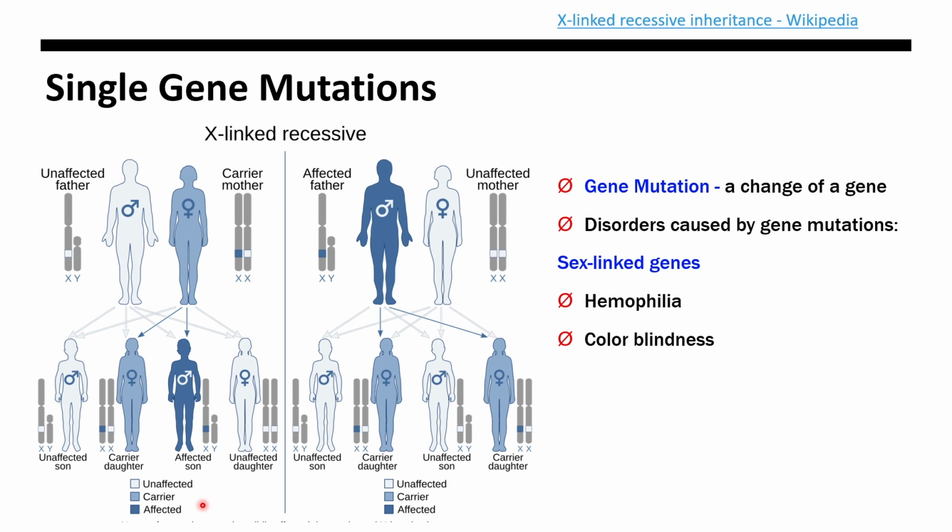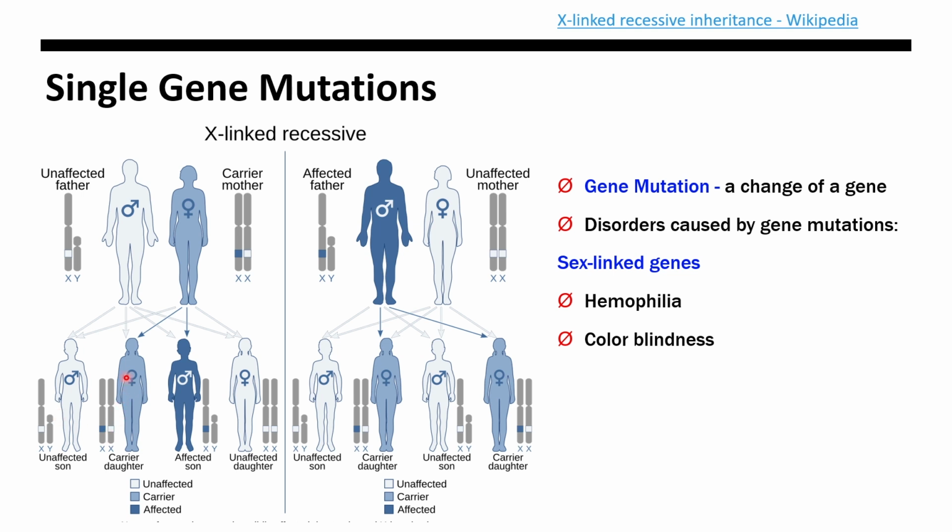But in girls, in order to get the disease, they need to have 2 copies of the gene. If you look at this example, the father is healthy and the mother is a carrier. That means the mother has 1 copy. So the mother is not sick, but she carries the disease. The son gets a Y chromosome from the father and a healthy X chromosome from the mother. Then the son is healthy.